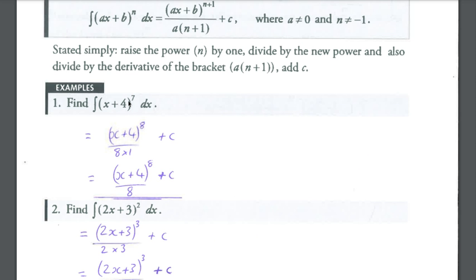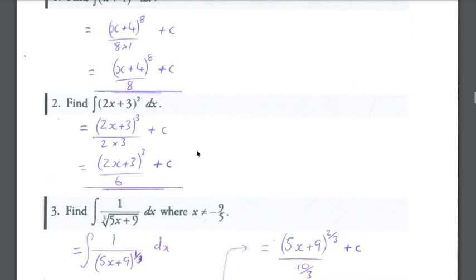So the integral of bracket to the 7, so add 1 to the power, divide by the new power, and also divide by the derivative of the bracket, which in this case is just 1. So it'll be bracket to the 8 all over 8 plus c. Number 2, bracket squared. So add 1 to the power, divide by the new power. We are also dividing by the derivative of the bracket. So we also need to divide by 2. So bracket cubed over 6 plus c.